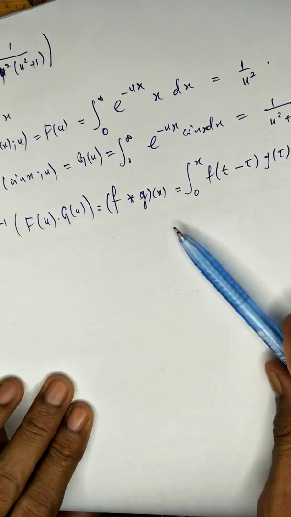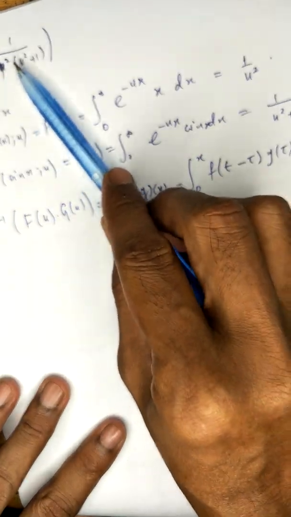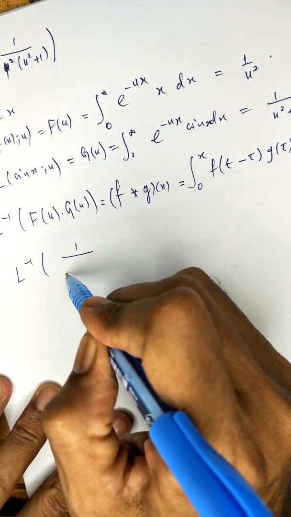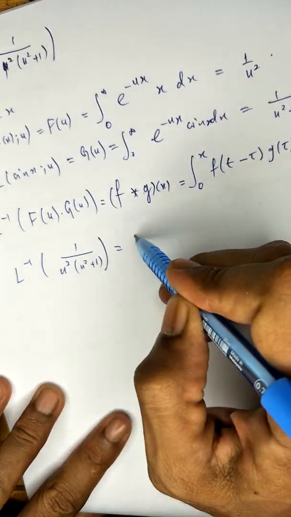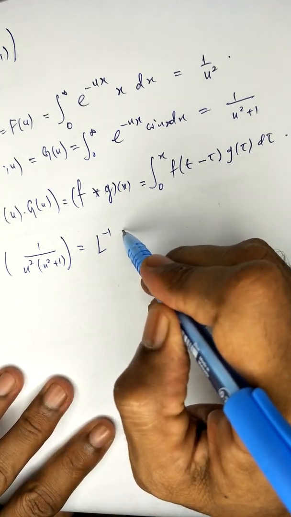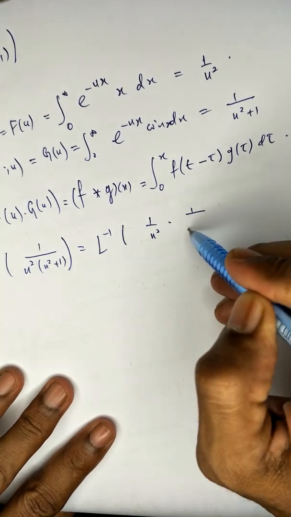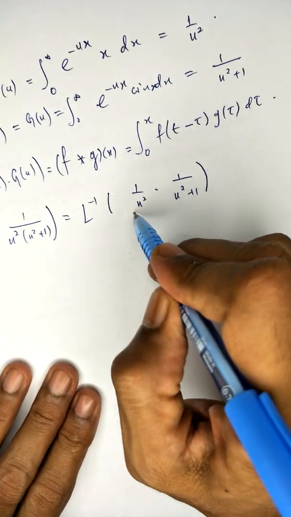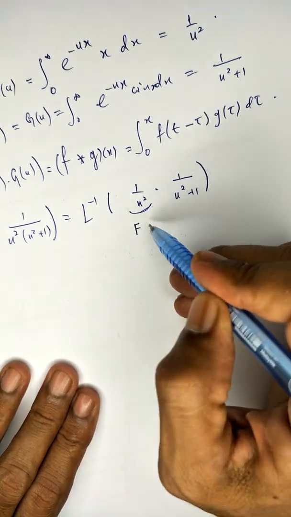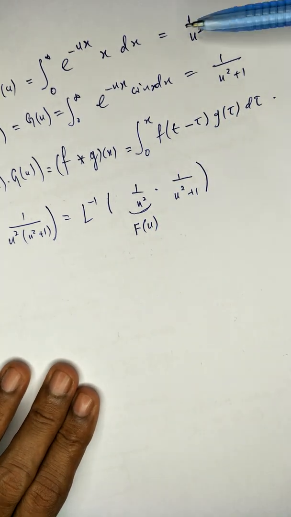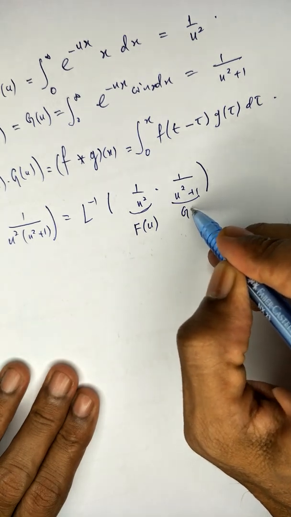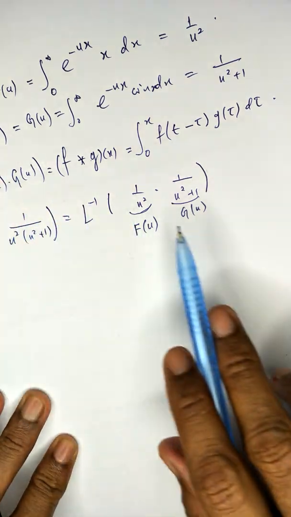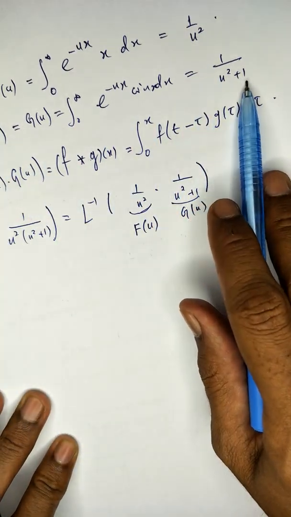Okay, so using this, I can write that expression as 1 over u squared times 1 over u squared plus 1. This is just the inverse of 1 over u squared plus 1. You can easily recognize this is, let's say, F(u), and this is G(u), where the inverse transform of 1 over u squared gives you x, and 1 over u squared plus 1 gives you sine.